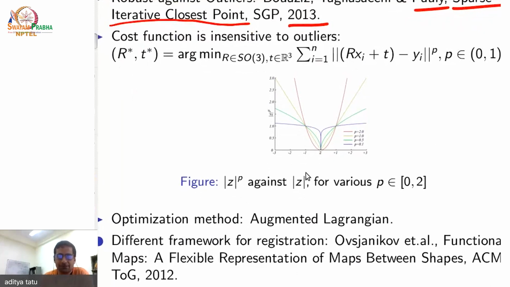Okay, so what this graph is, on the x-axis, you have a single variable z. On the y-axis you have the absolute z to some power p.